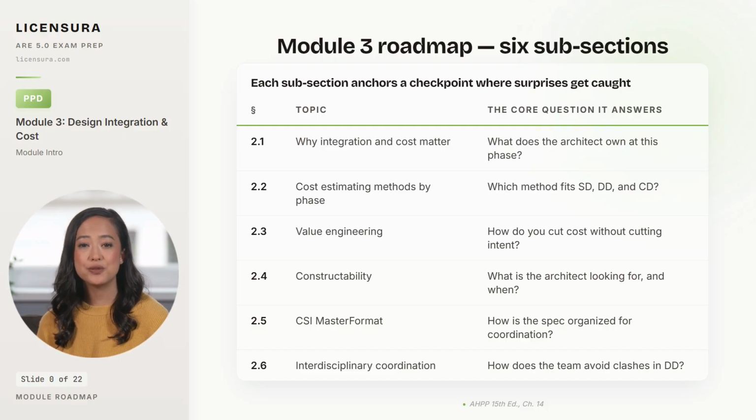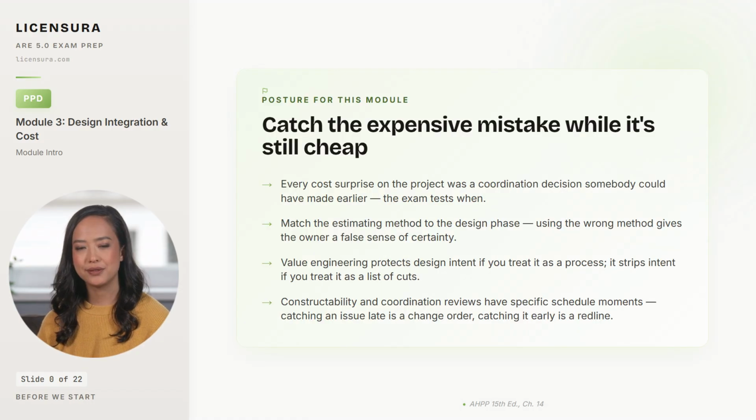One posture shift before we step into section 2.1. 4 things to hold in mind. First, every cost surprise on a project was a coordination decision that could have been made earlier, and the exam tests whether you know when. The right answer is almost always the option where the decision happens in the cheapest phase to fix it.